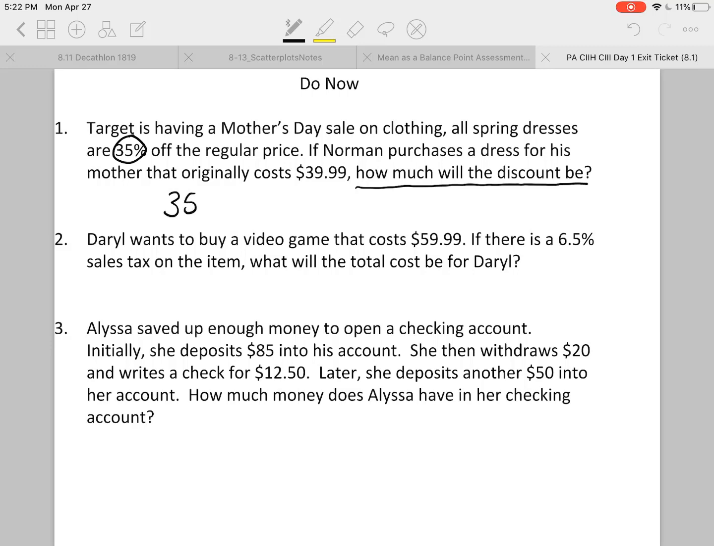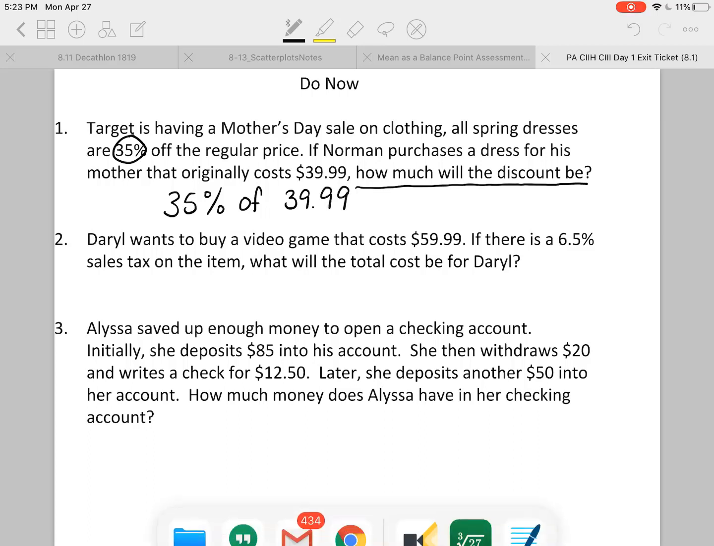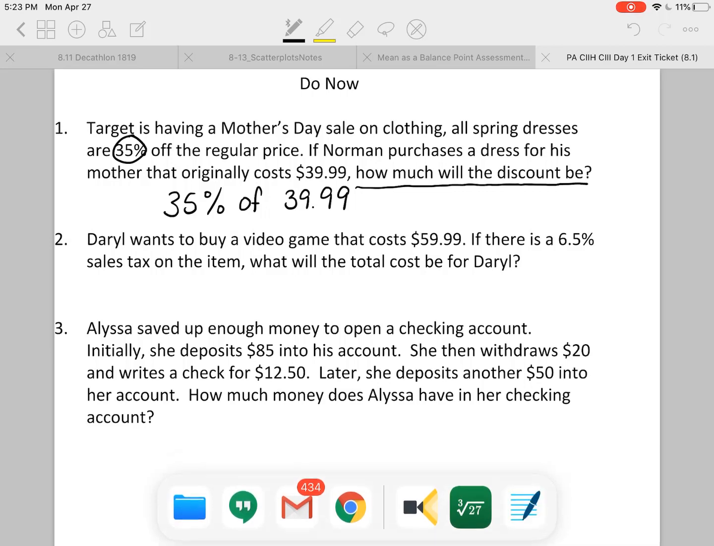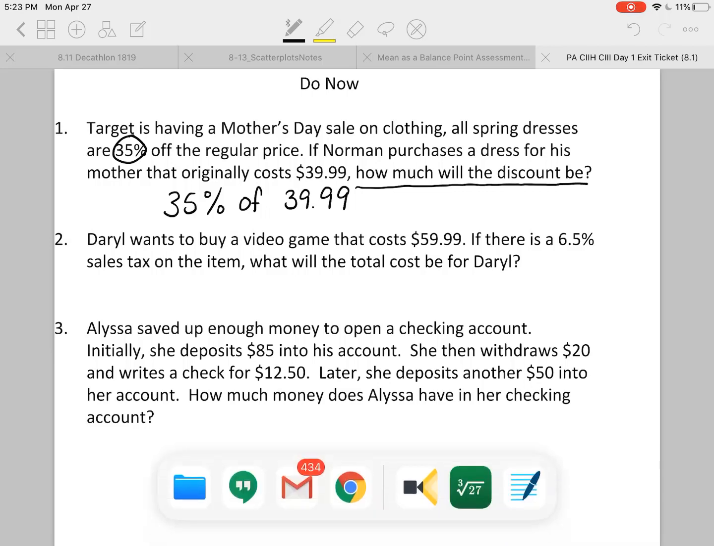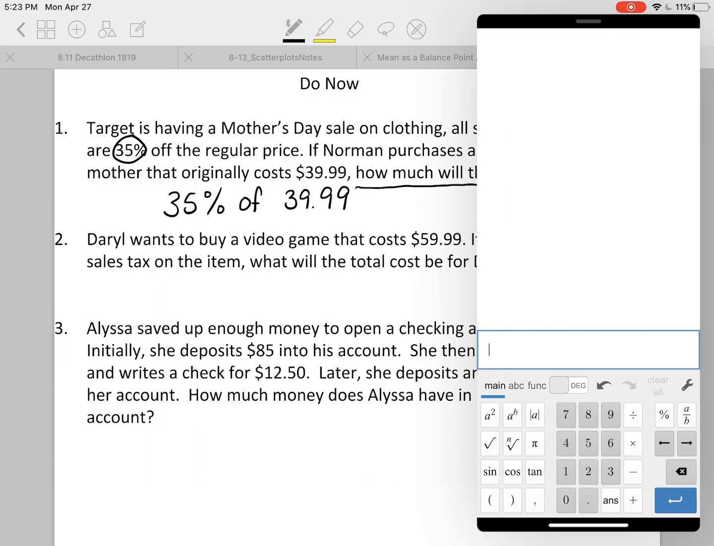So we have to find what is 35% of $39.99. What portion of that $39.99 is 35%? Fortunately, Desmos has a great percentage feature that we can take advantage of here. So 35% of $39.99. It's important to remember when we're dealing with money that we always round to the hundredths place. Because the 9 is rounded up, and because the 9 is again rounded up, we end up rounding to $14.